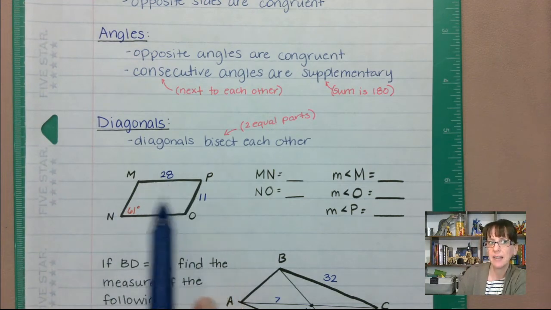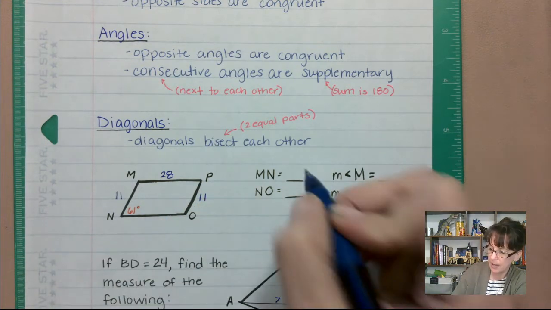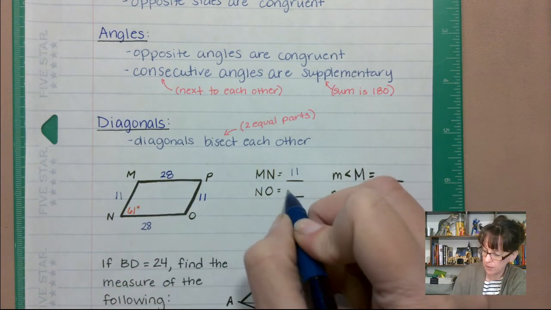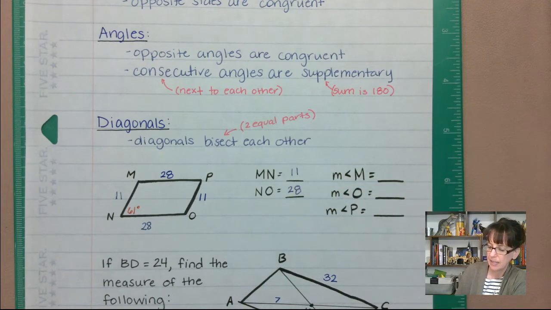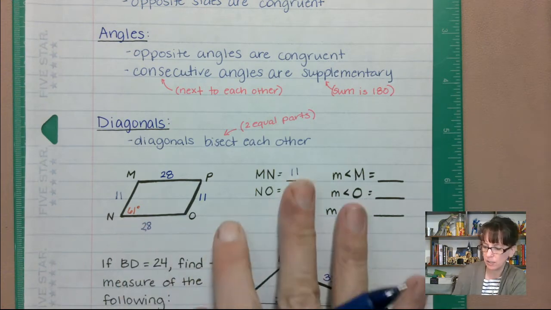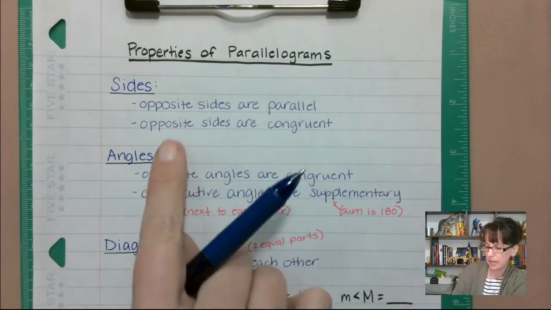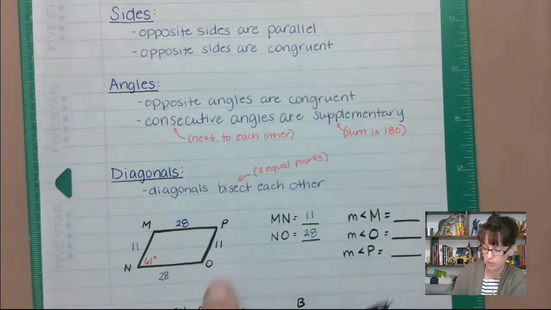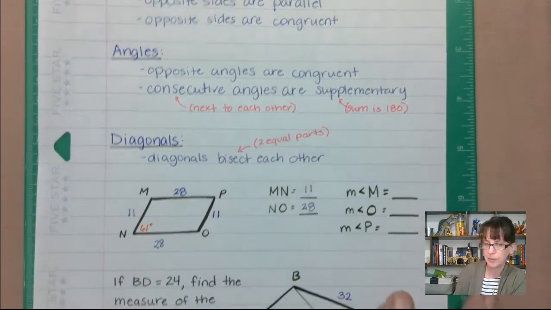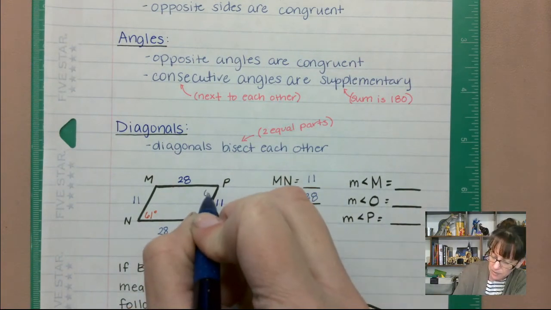Now, if this side is 11, that means MN over here is also going to be 11. So MN is 11. If this side is 28, this is also going to be 28. So NO is 28. Now, the measure of angle N is 61. And if you recall, we know opposite sides are parallel. We don't really have to write anything for that, and we already did our opposite sides are congruent. We just went ahead and said, hey, they match up. But for our angles, opposite angles are congruent. So that means that angle N, 61, is going to be congruent to P. So this is also 61.